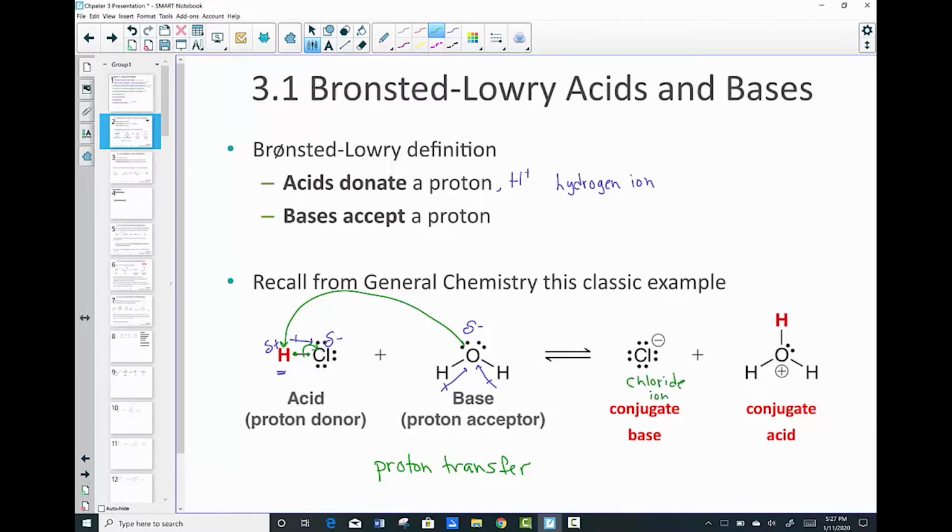Notice now it has 3 sets of dots, and the formal charge is -1. Chlorine lives in group 7, but it has 8 assigned electrons. That's why it's a -1 formal charge.